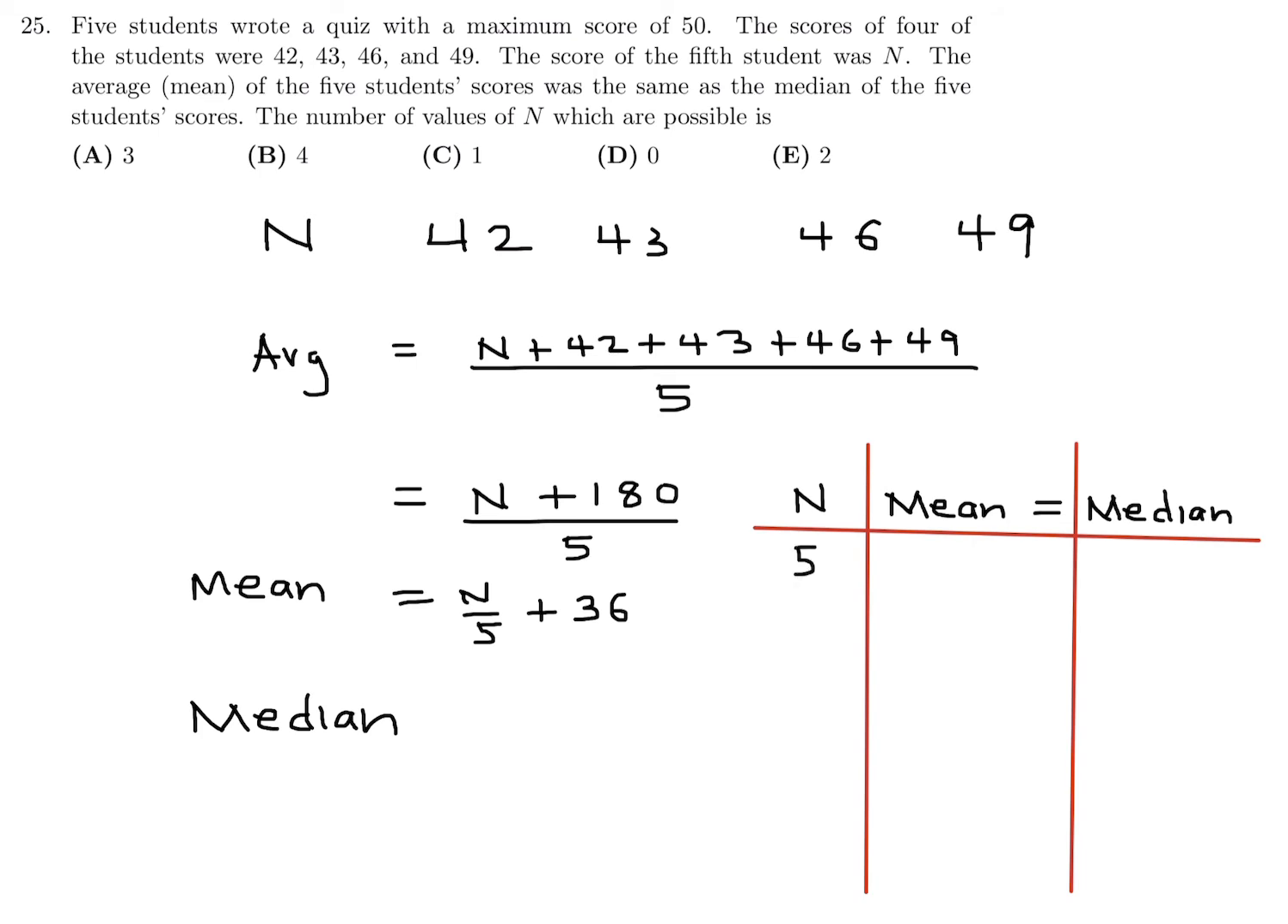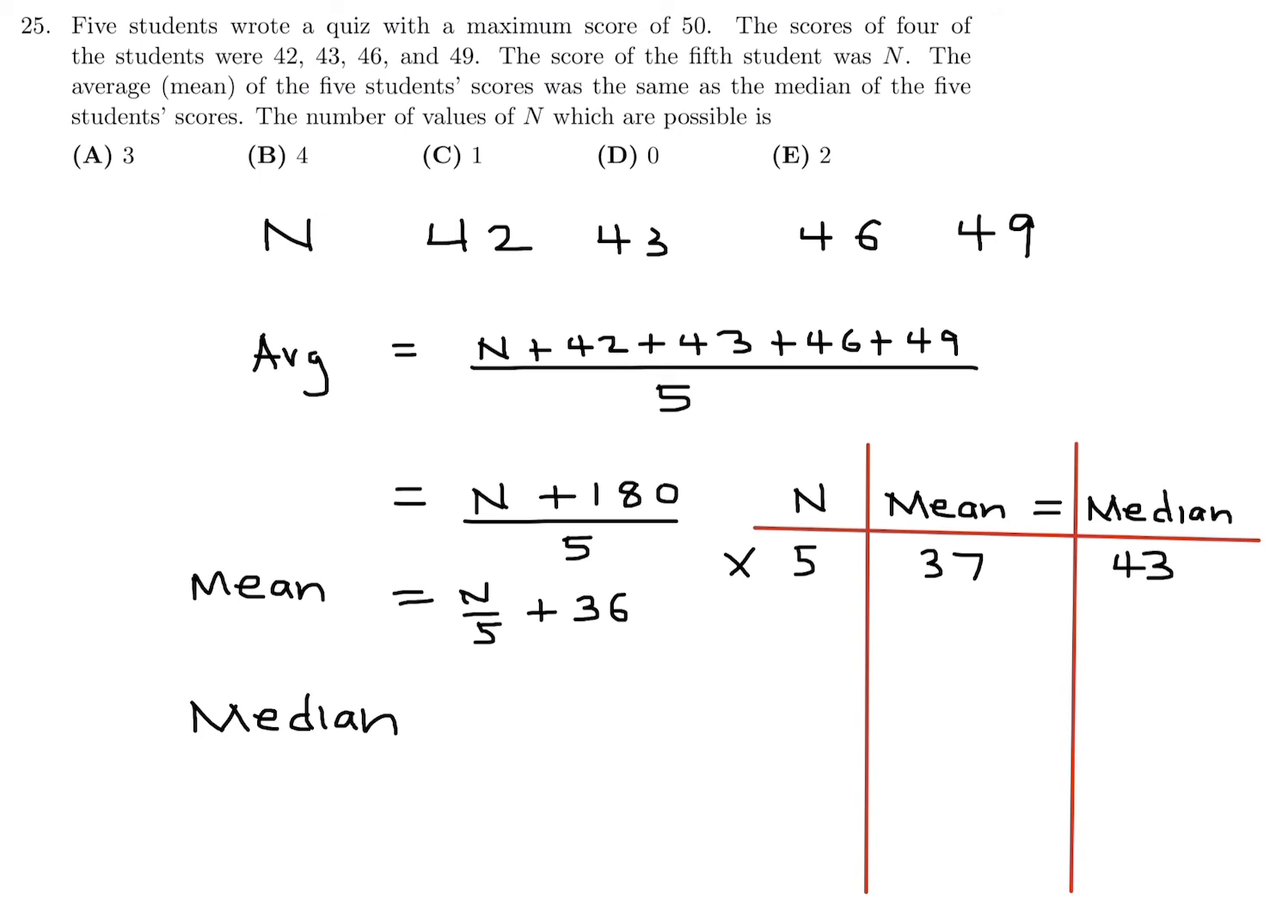All right, so let's start with 5. If n is 5, the mean is quickly calculated as 37. And if the mean is 37, then what's the median? Well, the median is 43. Does this work? No, because remember, our goal is to make the median equal to the mean. All right, so no problem. Keep going.